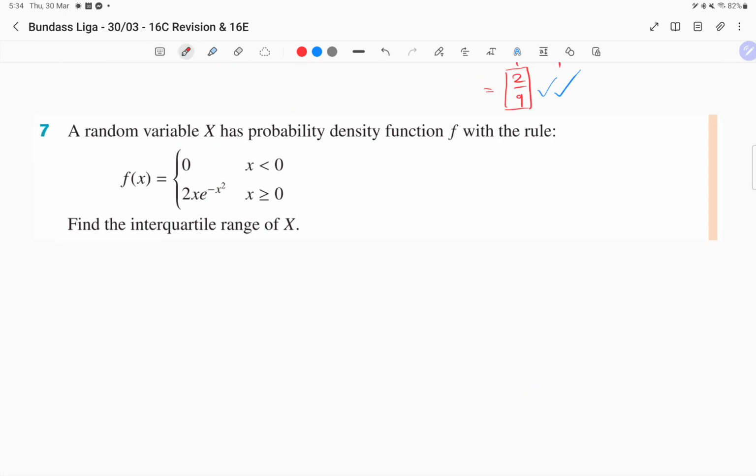So, how do we find interquartile range? It's upper quartile minus lower quartile. Easy, right? So first we'll find the lower quartile, which is a. We integrate from 0, because the function is defined only for x more than 0, from 0 to a of 2x e to the power minus x squared dx, and this would be 0.25, right?